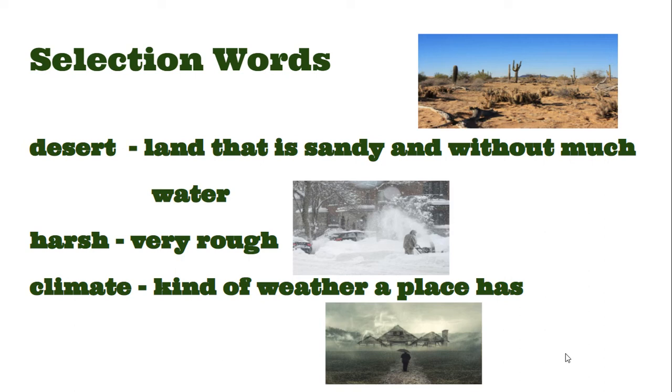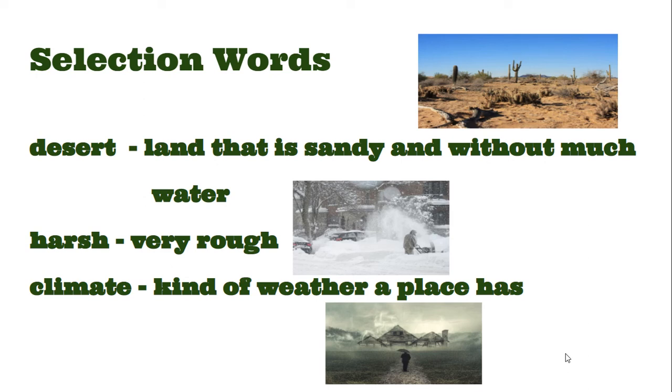The next word is harsh. Can you say that word, harsh? Harsh means very rough. Very rough. And then the word under that says climate. That's a tricky one. But the climate is the kind of weather a place has. So I picked two photos of some weather. There's a snowstorm and a rainstorm. So that would be maybe even called like a harsh weather or a harsh climate, depending on what's happening at that time. That looks like a rough snowfall, a lot of snow, or a heavy rain.